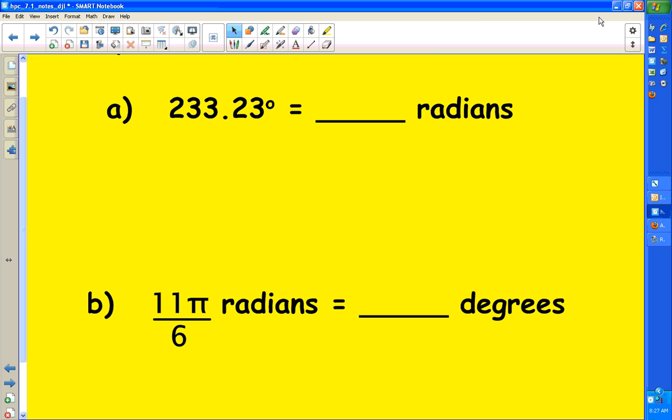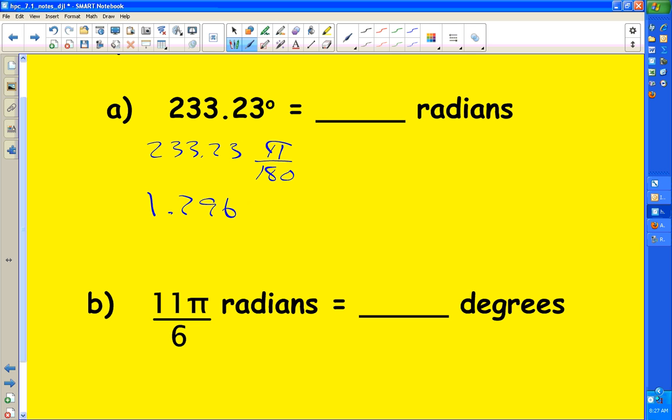180 over pi. Pi over 180. Flip a coin. It's got to be one of them, right? 233.23 pi over 180. 233.23, you're going to have to divide by 180. You're going to have to go decimal on this. You don't have a choice. You're in decimal form here. You can't leave a decimal divided by 180, so you're going to have to get a decimal. What does that become? 1.296.